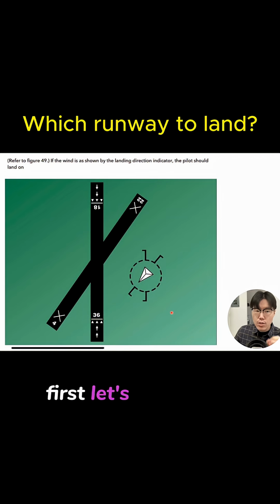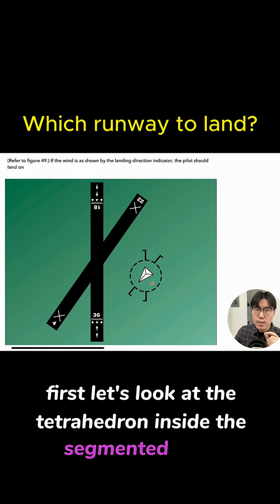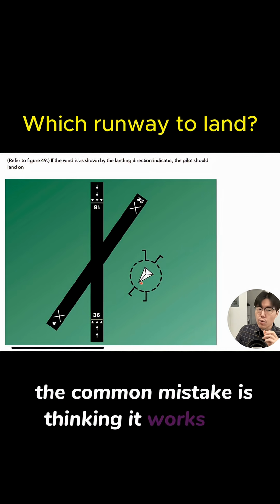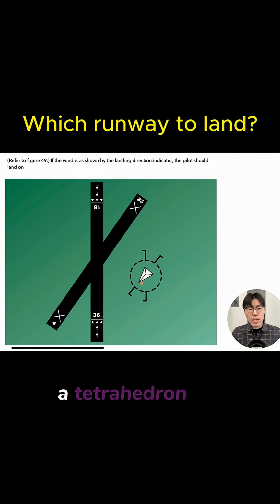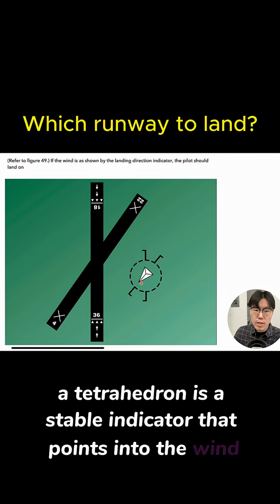First, let's look at the tetrahedron inside the segmented circle. The common mistake is thinking it works like a windsock. It actually doesn't. A tetrahedron is a stable indicator that points into the wind.